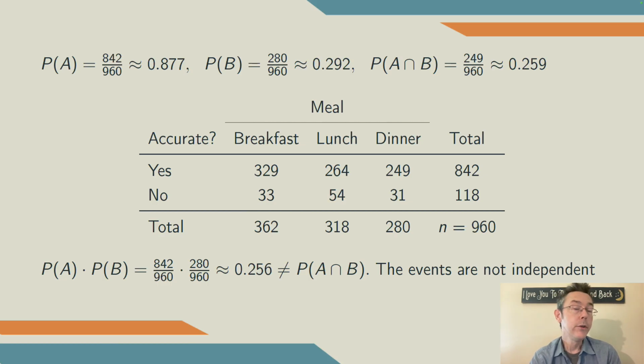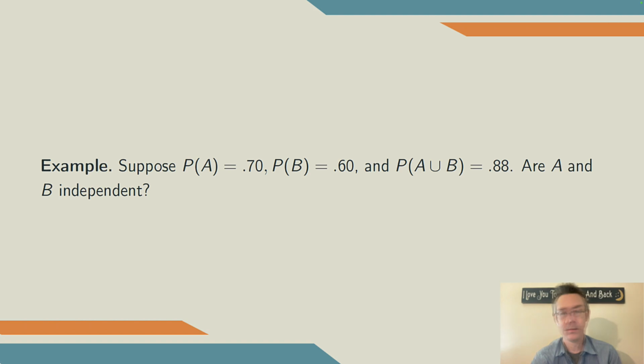Notice that knowing whether one event occurs doesn't tell you with any sort of certainty whether or not the other event occurs. That's not the definition of statistical dependence. Rather, we're asking whether the occurrence of one event changes the probability of the other event.